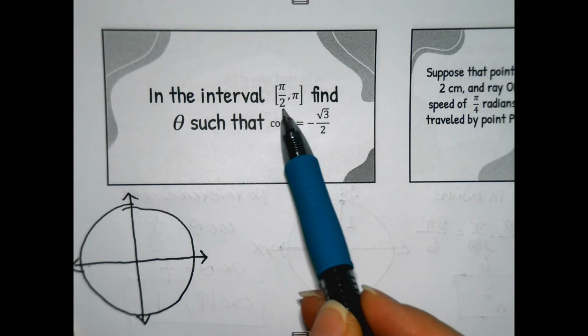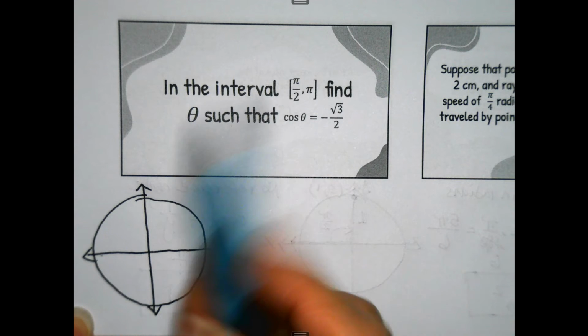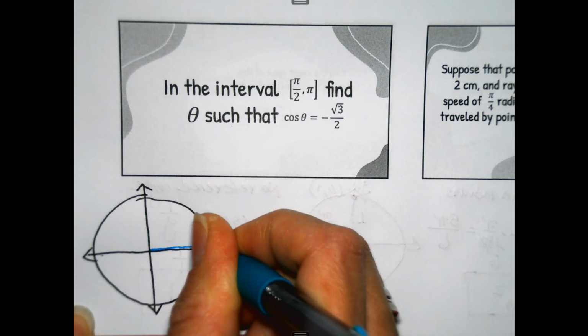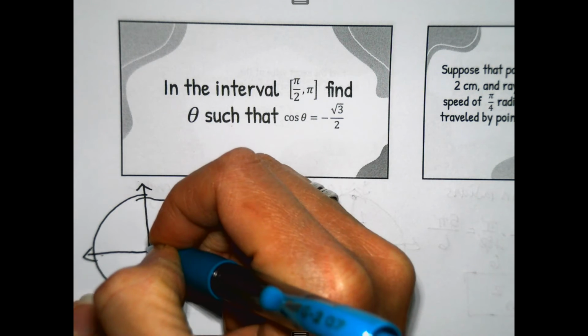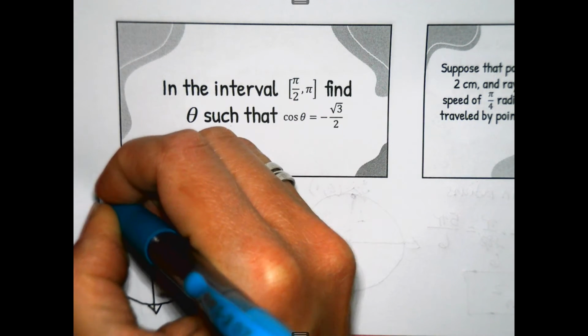Since it says we're between pi over 2 and pi, that tells us that our angle ends in quadrant number 2. So it's some angle that starts on the positive x-axis, rotates, and ends in quadrant number 2.